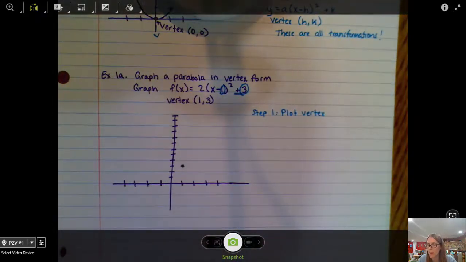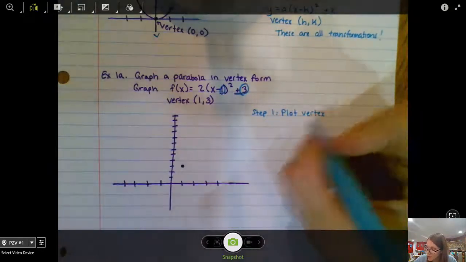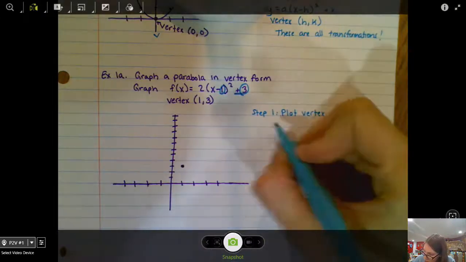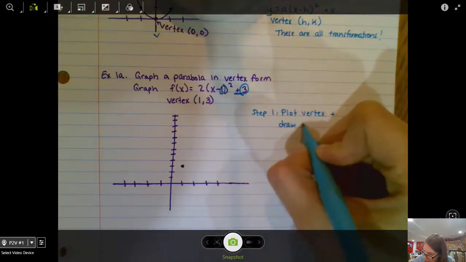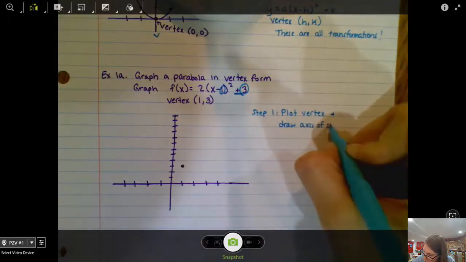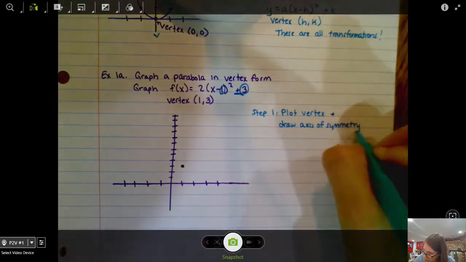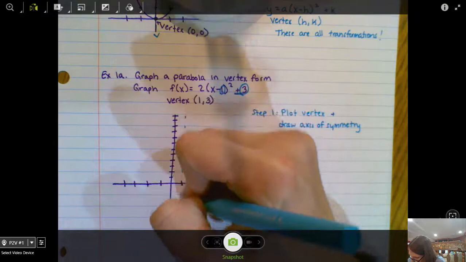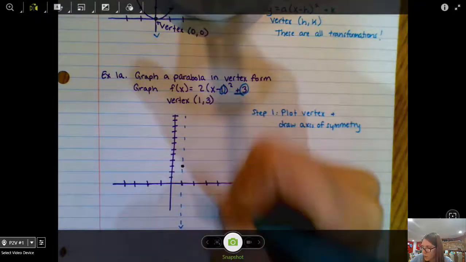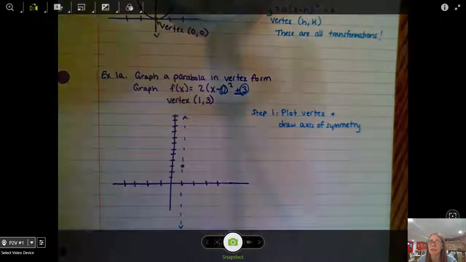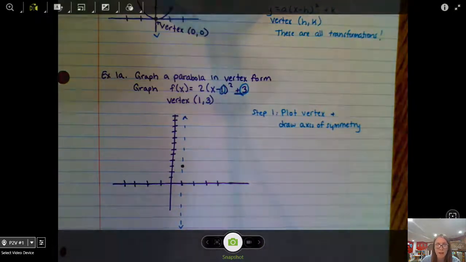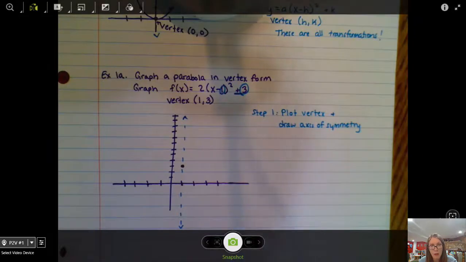And remember that your parabola is the same on both sides. After we plot our vertex, we're also going to draw in the axis of symmetry. And this is nice to have just because it's a visual for us that our parabola should be the same on both sides. Again, we could make our table for the parent function and adjust all of our values accordingly, but here's another thing that we could do.